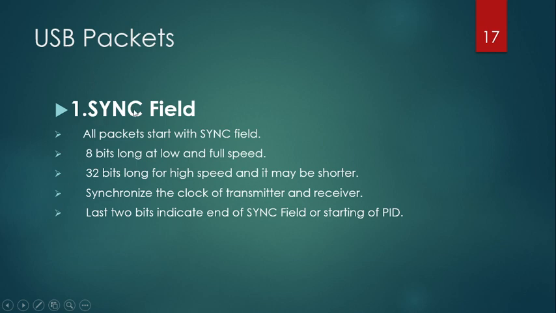First is the sync field. All packets, irrespective of which type of packet it is, have a sync field. It is 8 bits long at low and full speed, and for high speed it may be 32 bits long, or it may be shorter. What is the sync field used for? It is for the synchronization of the transmitter and the receiver side, and the last 2 bits of the sync field indicate the end of the sync field and the start of the next field, the packet identifier, given by PID.